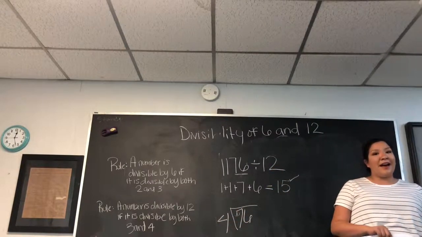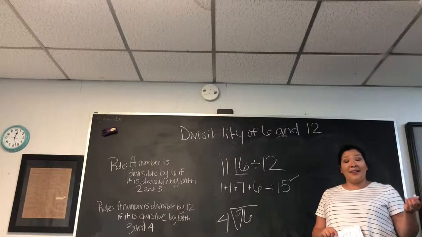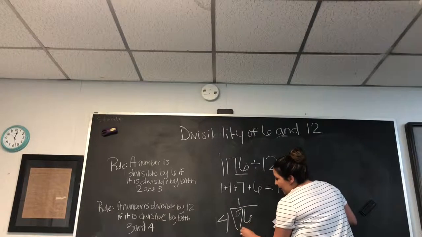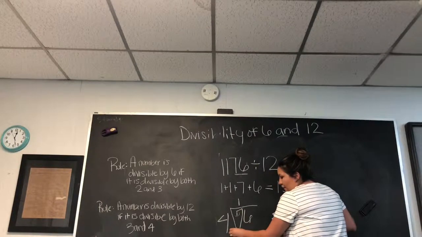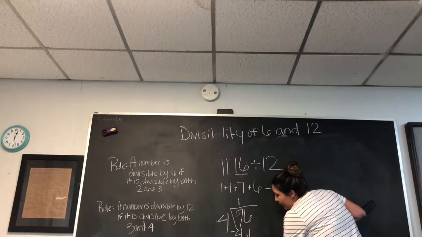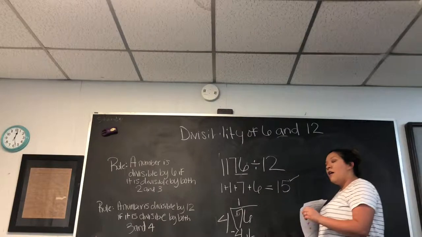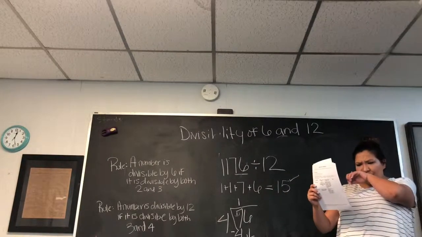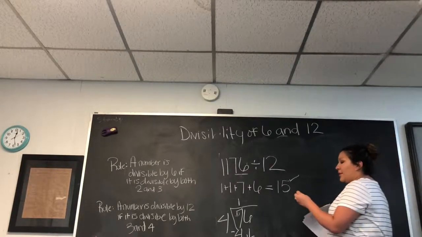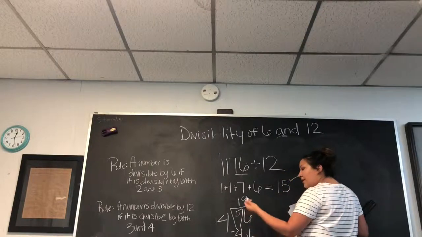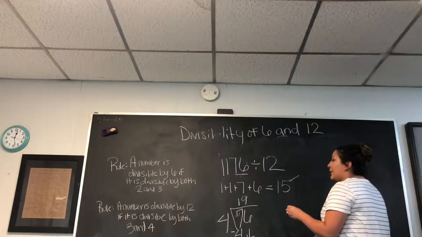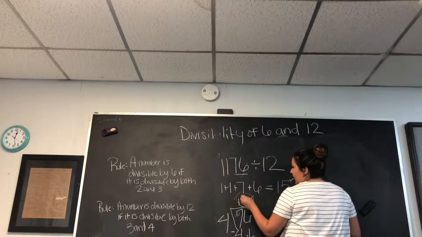Can 4 go into 7? Yes, it can. How many times? 1 time. Perfect. 4 times 1 is 4. 7 minus 4, 3. Good. Drop down your 6. 4 goes into 36 how many times? 9 times. Good. So can 4 go into 76? Yes, it sure can. Your answer is 19.